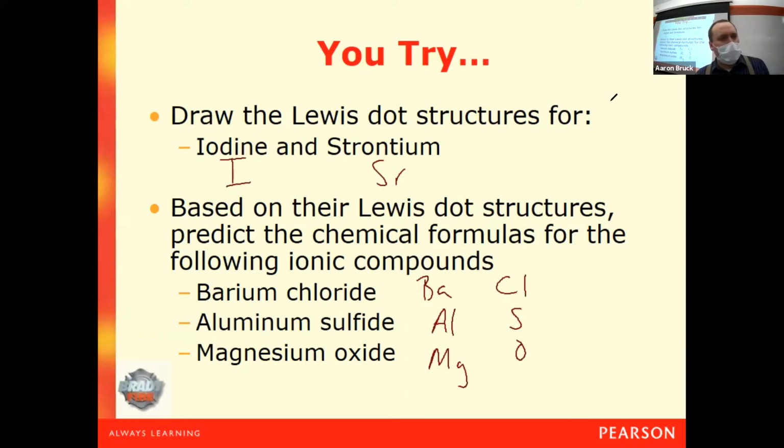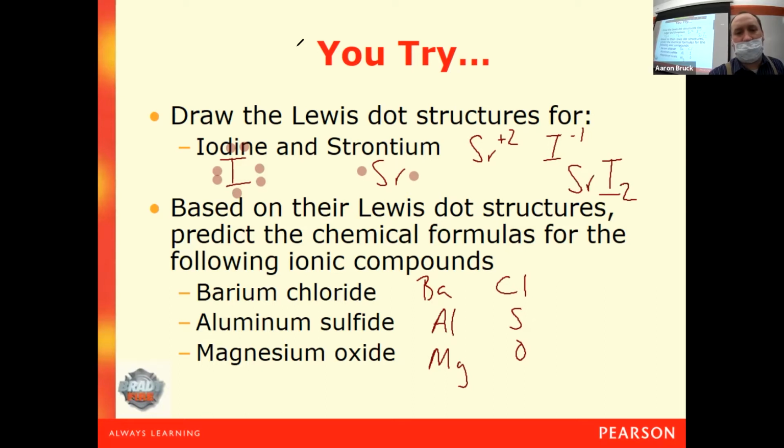All right, let's see how we did. So for the first one, all I was looking for was, did you assign the dots correctly? So for iodine, you should have had 7 dots. And for strontium, you should have had 2. Now, some of you took this a step further and recognized that we had a metal and a non-metal and put a formula to it. If you did that, the strontium should have been a +2. The iodine should have been a -1. The correct formula would be SrI2.